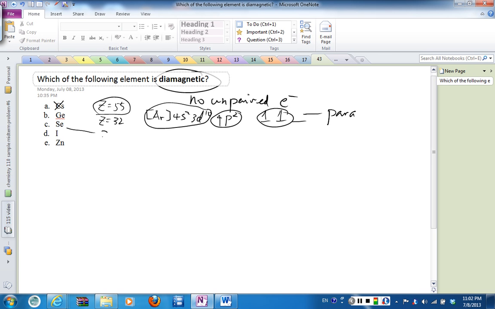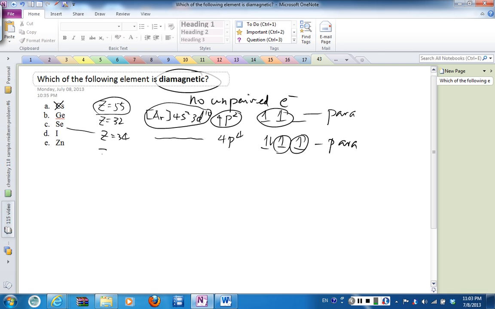Selenium, Z equal to 34, so 2 more electrons than germanium, and that's going to give it 4p4. 4 electrons, 1, 2, 3, and then 4. This is how we put the electrons in: unpaired, same spin in each orbital, and then double it up. So with 4 electrons, you would have 2 unpaired electrons, and that means selenium is paramagnetic as well.